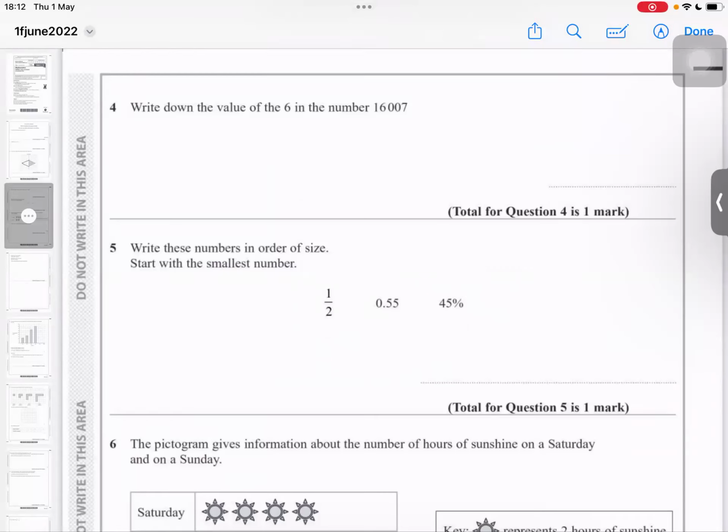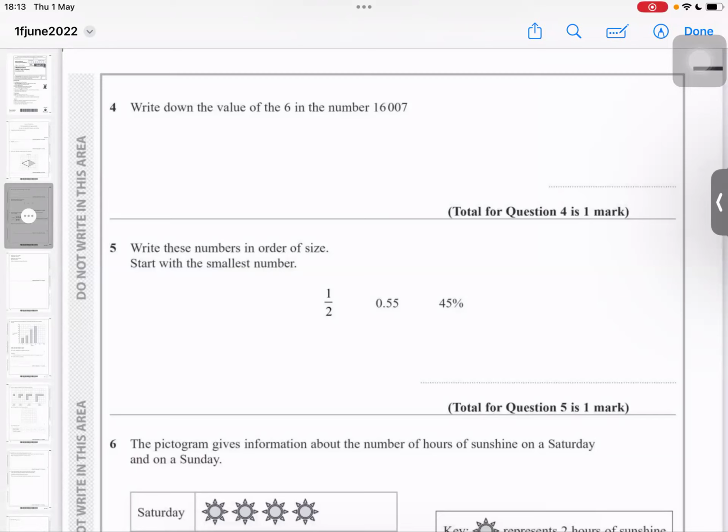Okay, this one says write down the value of 6 in the number 16,007. It's pretty straightforward. It's 6,000, right? Yes. Okay, so we're moving on.